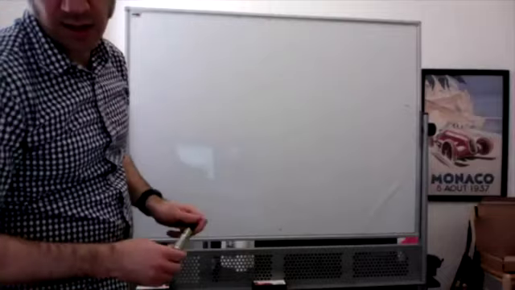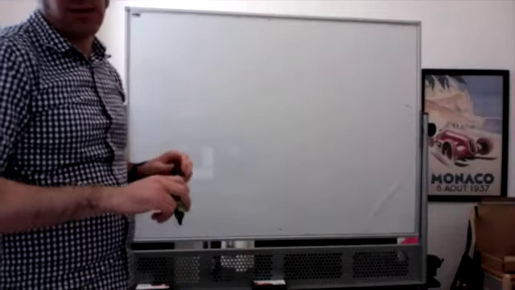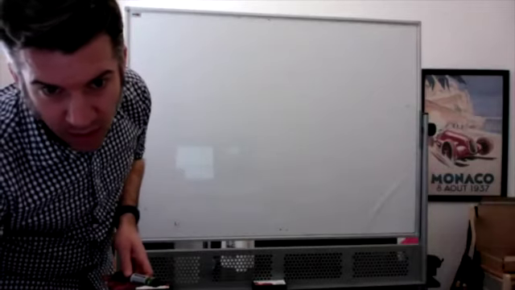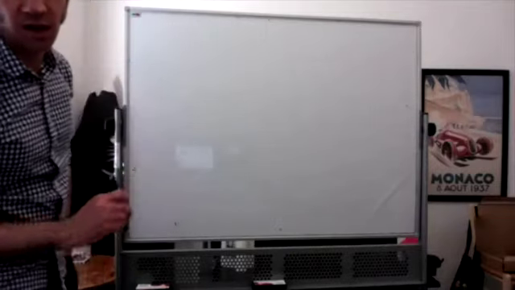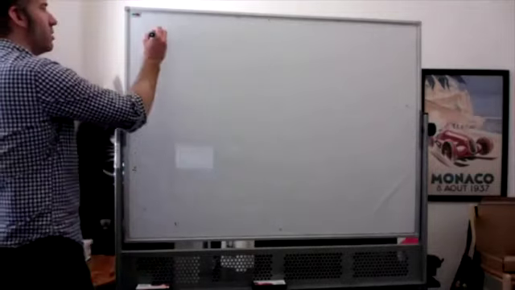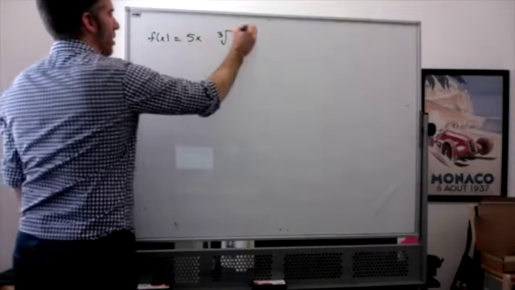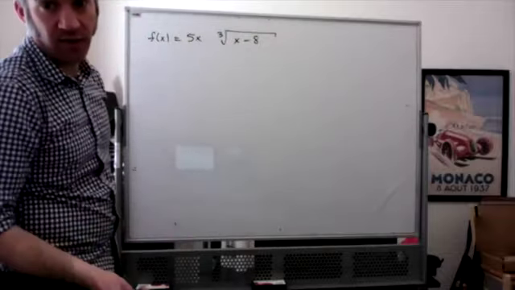All right, let's look at this one. So this is section 3.1, part 1, problem 6. Let f of x equal 5x times the cube root of x minus 8. And we want to find the critical values.